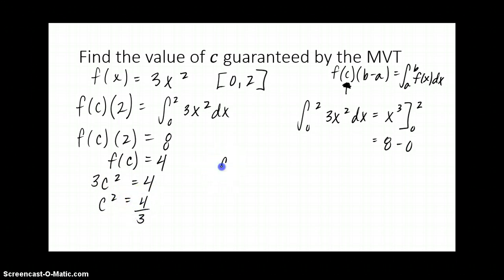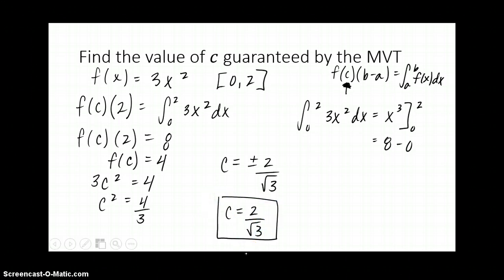dividing by 3. And when we take the square root, we get plus or minus 2 over the square root of 3. But in the given interval, from 0 to 2, we have to eliminate the negative answer. So the value of c guaranteed by the mean value theorem would be 2 divided by the square root of 3.